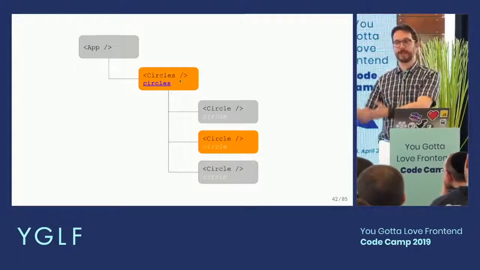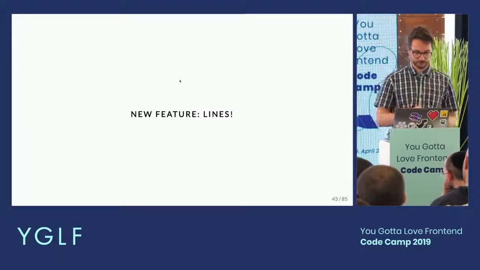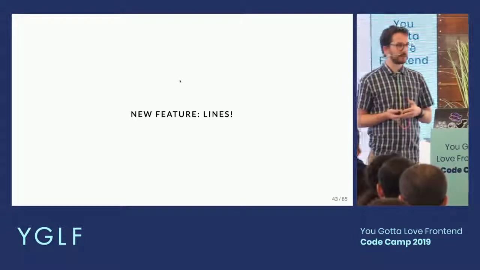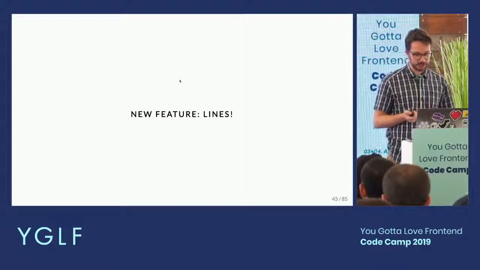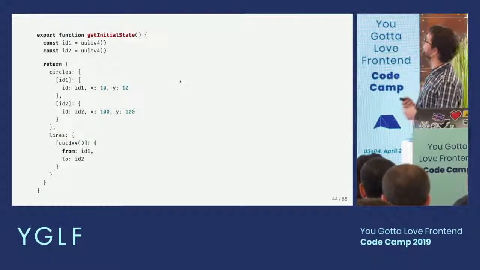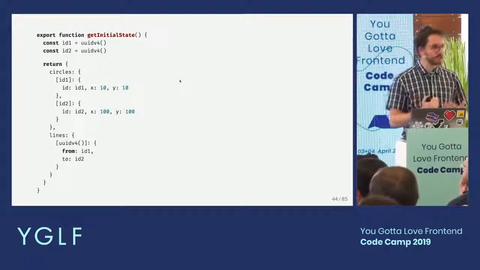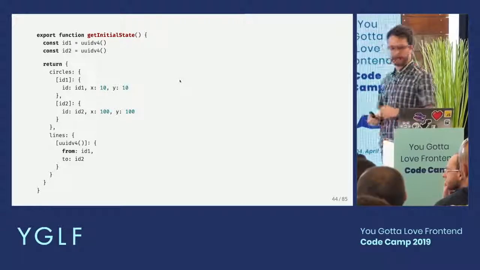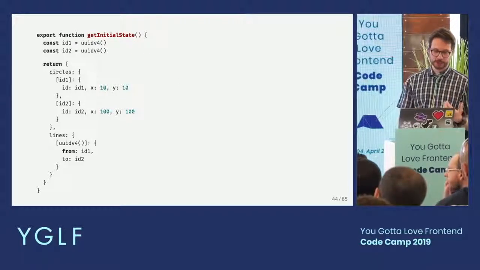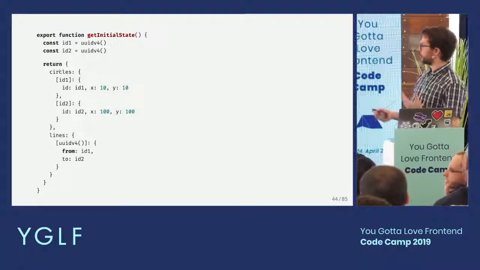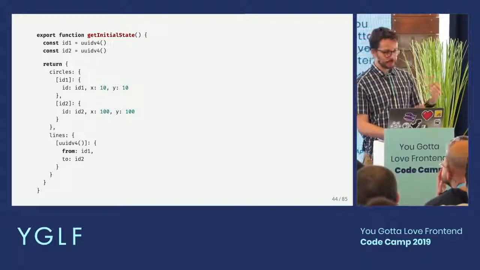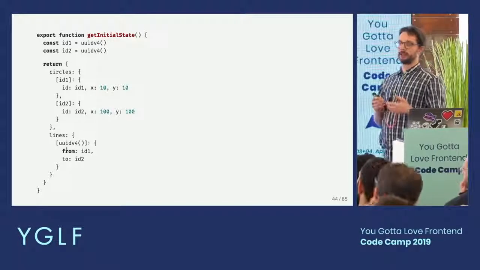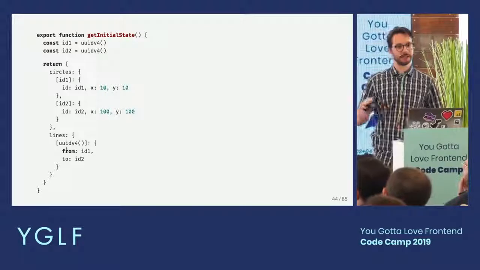But the cool thing is, of course, we can now also add new circles. Let's add another feature to this application. Let's add lines. I know, this gets really fancy. And so you can imagine that the state we start with now gets a little more complicated. Our initial state is a set of circles, we saw it before, and a set of lines. And each line has only two properties, the ID of the circle it starts and the ID of the circle it ends.